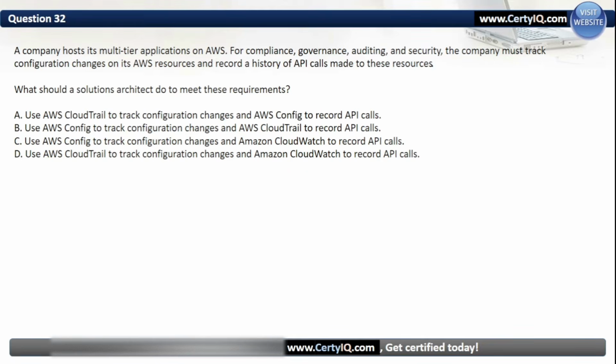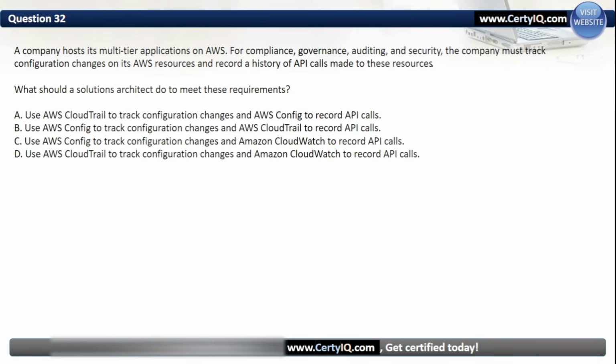Our options are A. Use AWS CloudTrail to track configuration changes and AWS Config to record API calls. B. Use AWS Config to track configuration changes and AWS CloudTrail to record API calls. C. Use AWS Config to track configuration changes and Amazon CloudWatch to record API calls. Or D. Use AWS CloudTrail to track configuration changes and Amazon CloudWatch to record API calls.